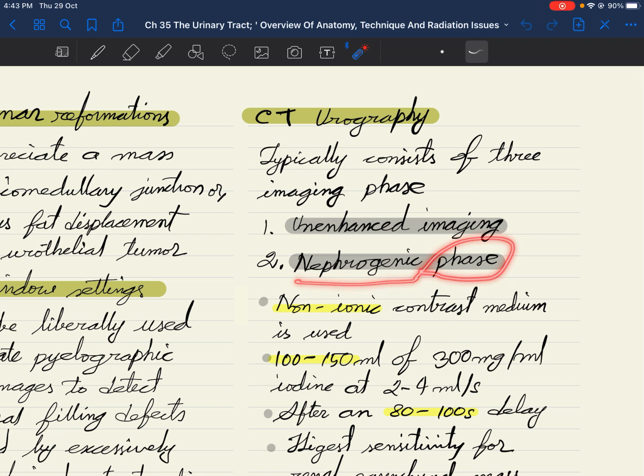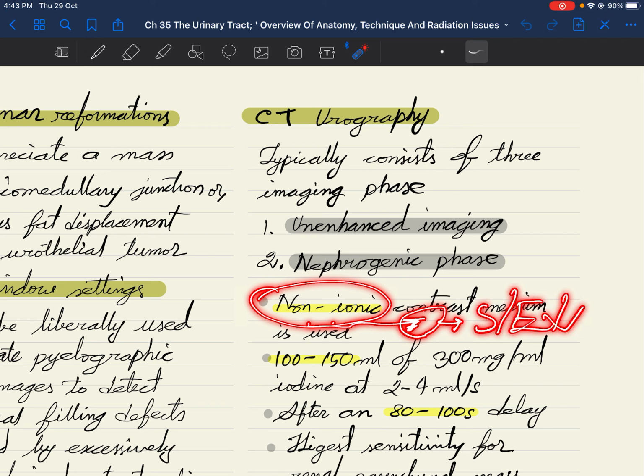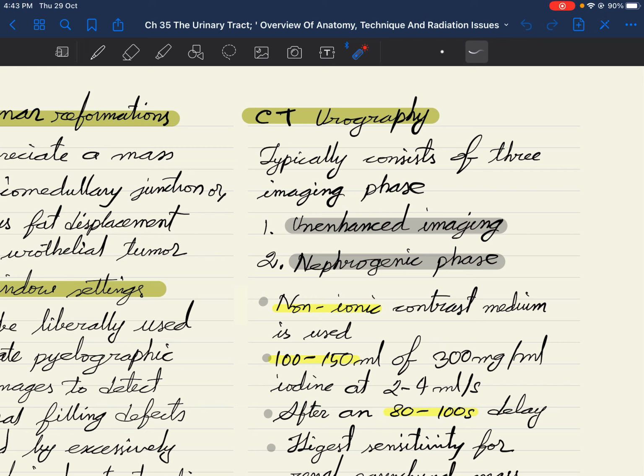We use contrast medium that is non-ionic. This non-ionic contrast medium is used as it does not react with surrounding tissue and side effects are less. So, how much of the non-ionic contrast medium is used here? 100 to 150 ml of contrast medium is used and its strength is 300 milligram per ml.